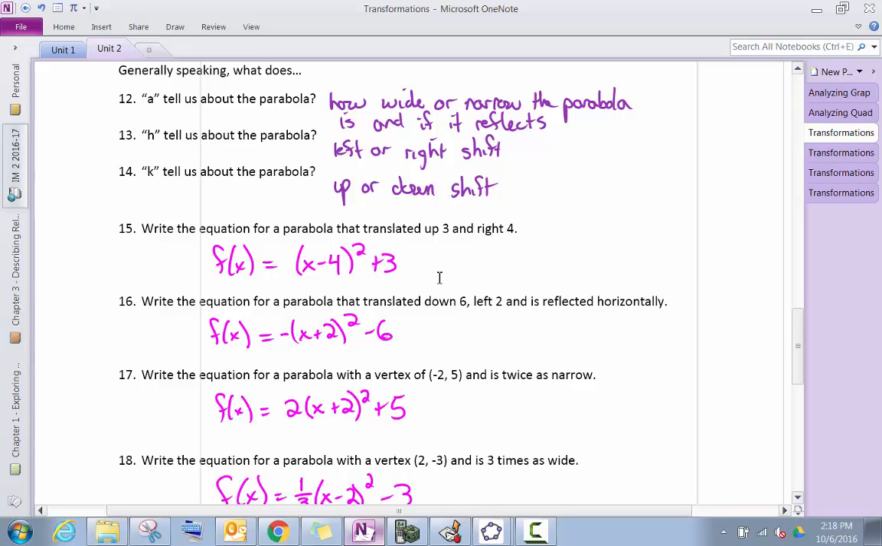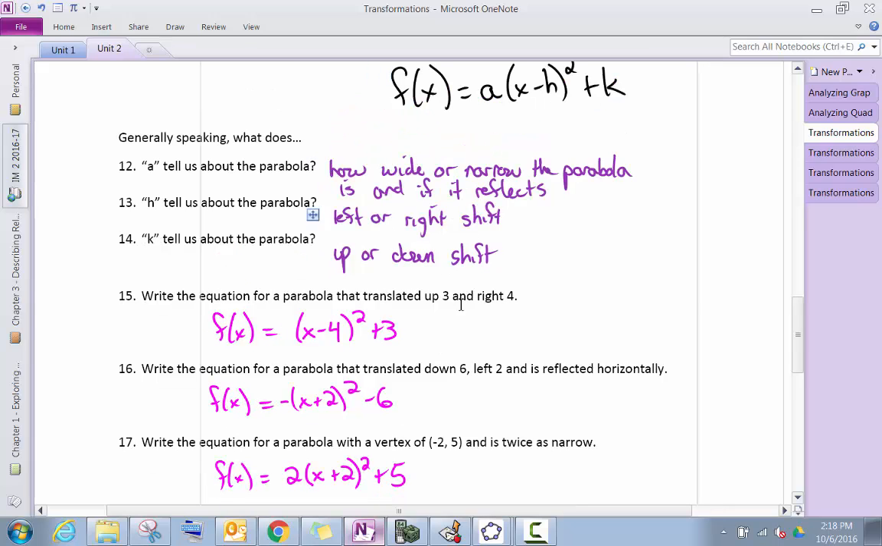So, write the equation for this. We're just plugging in values here. Parabola that translated up 3, so that's our k, so it's plus 3, exactly like you would think. And to the right 4, so it's x minus 4 because it's the opposite. Notice it didn't get wider or narrow, so really there is a number here. It's 1.